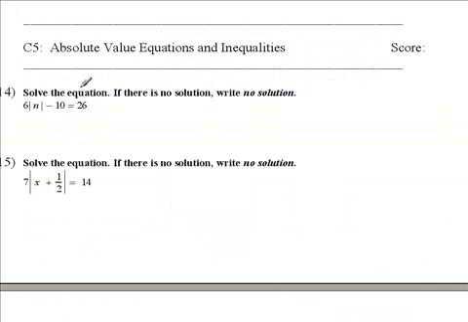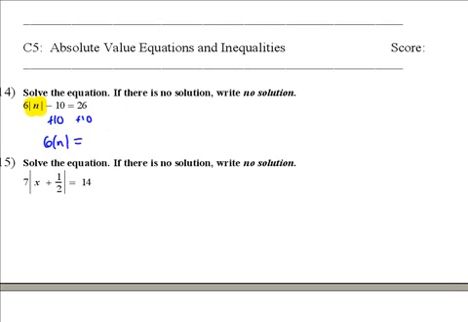Solve some absolute value equations. In this equation, I've got the absolute value in here. I'll deal with that right at the end, this absolute value. I'll deal with everything else just like it said 6x minus 10 equals 26. So I add 10 to both sides. So that gives me 6.